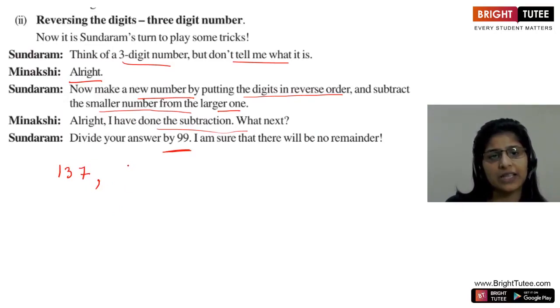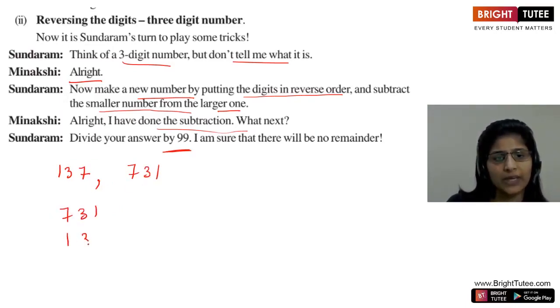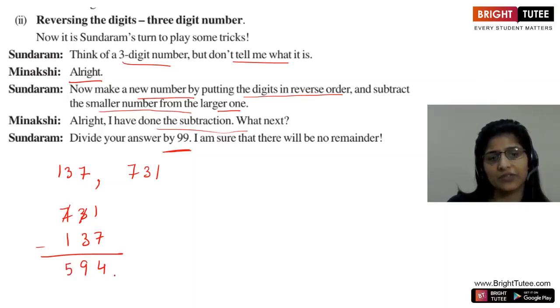By reversing the digits, I'll get 731. From the greater number, he's asking to subtract the smaller number, right? So 11 minus 7, you get 4. Then you get here 12. 12 minus 3 is 9. And here 6. 6 minus 1 is 5. So 594 is there. You have to divide it by 99.